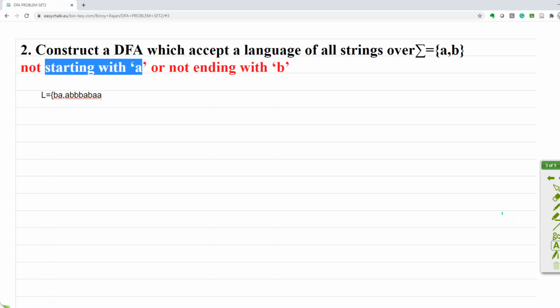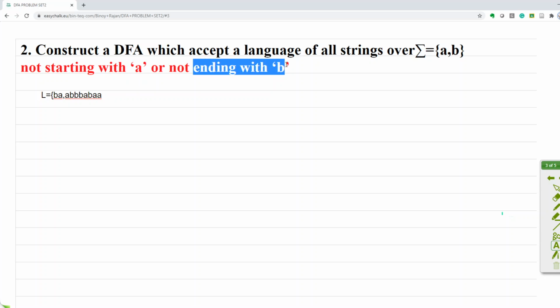So if I am violating this, I cannot end with B. So in this string, it is not ending with B, so this string can be accepted. Like that, it goes on. So let's see the states.